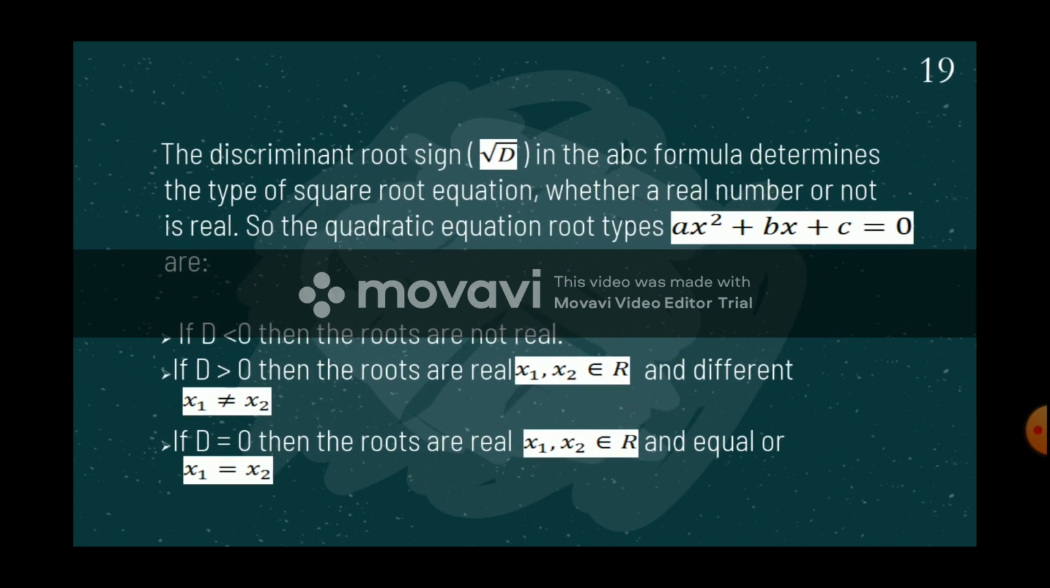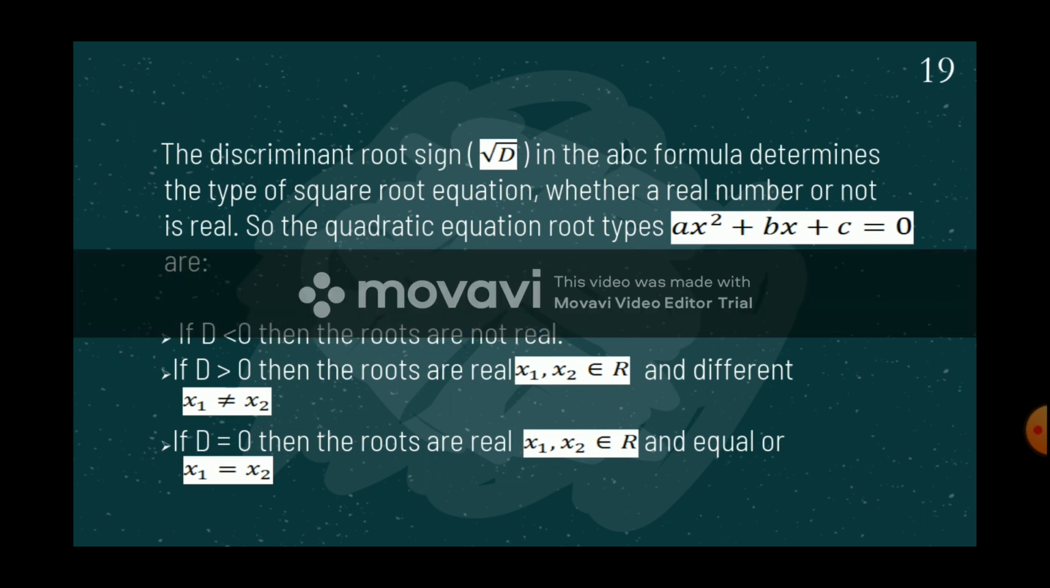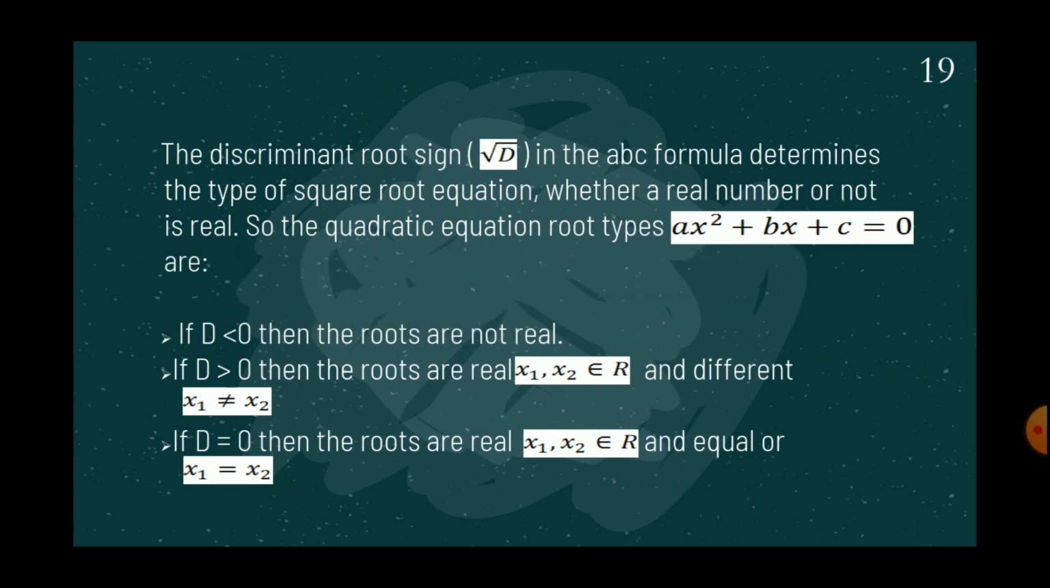The sign of the discriminant root in the ABC formula determines the type of square root, whether it is a real number or not real. So the quadratic equation root types of ax squared plus bx plus c equals 0 are: if D is less than 0, then the roots are not real.